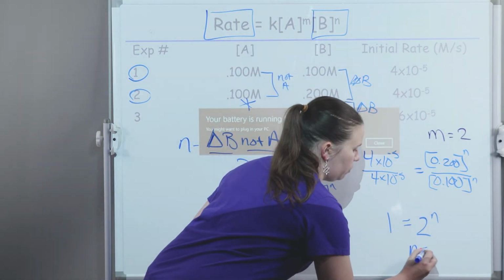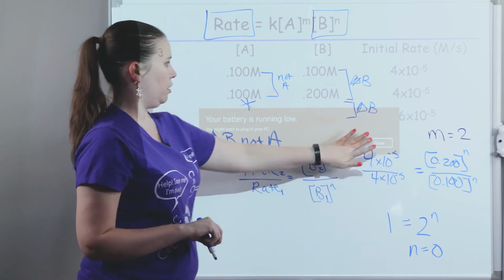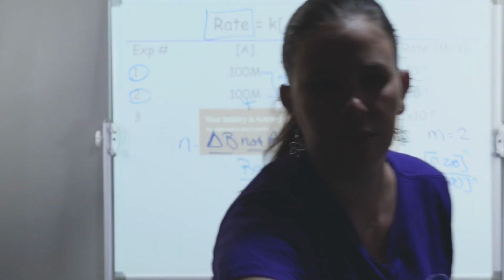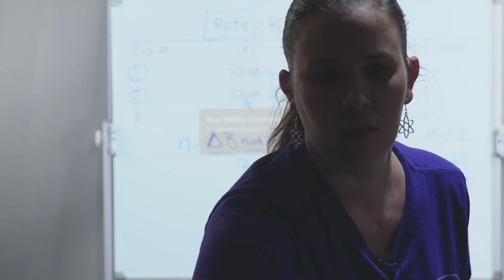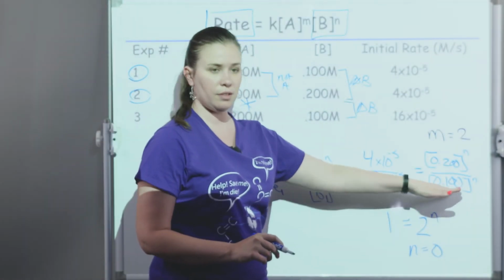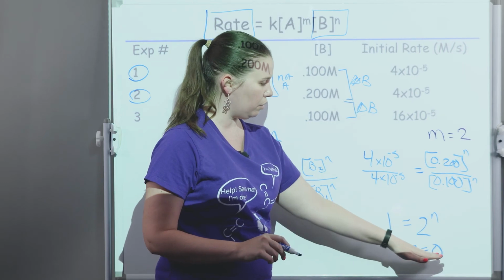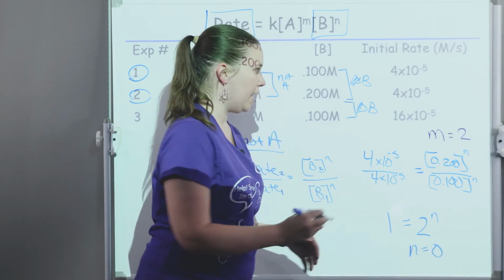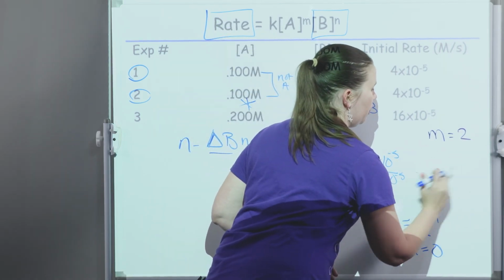The only number that will give you 1 is, see if we make it through this. The only number that gives you 1, when you raise it to the power, is 0. Anything to the power of 0 is 1. So that means n is 0. I'm going to jot that down to the side.